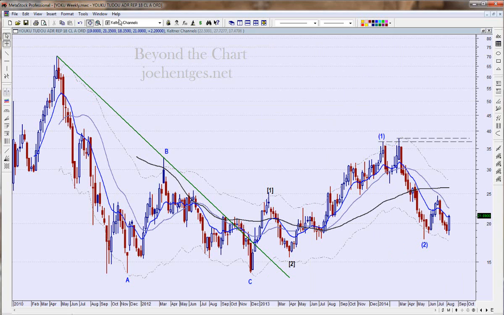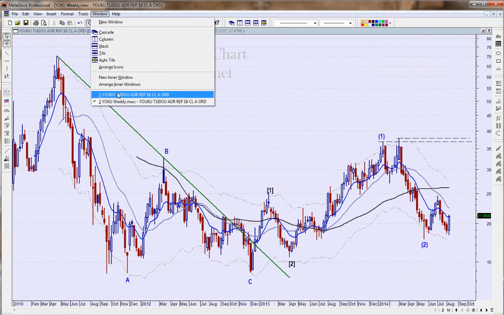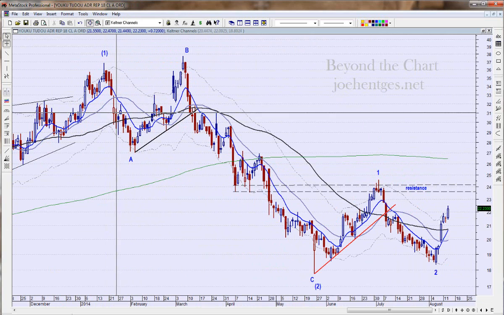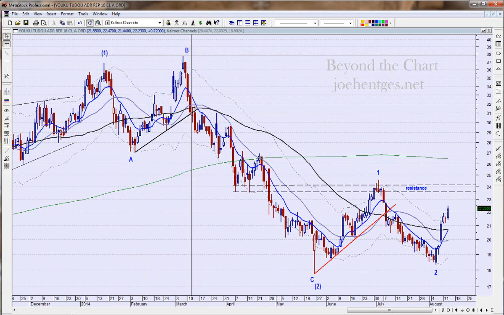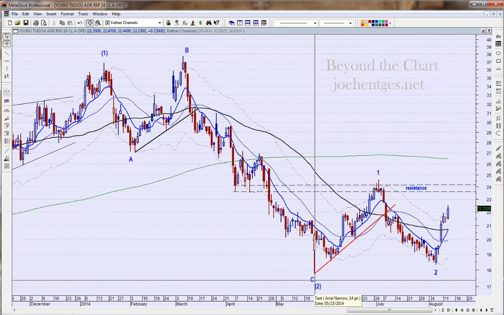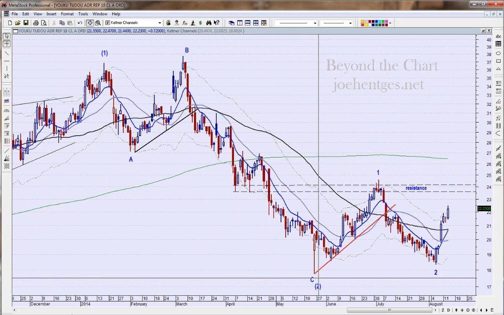So let's go ahead and zoom in. Right now I'm under the working assumption that we have completed wave 2 in a flat correction, an A, B, C, and then we've started off on a wave 3. And let's take a look at that. So here's that scenario: a 3-wave A, 3-wave B, and now I believe we've got a 5-wave C down here to complete wave 2.